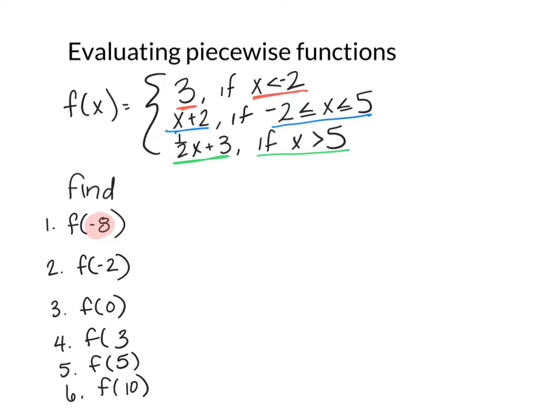The second one is f of -2. And notice we have -2 written here twice. So the question is, does it fall into x less than -2? Or does it fall into this between statement because of the equal to? Well, it's in that between because -2 equals -2. So this is going to be a blue equation.